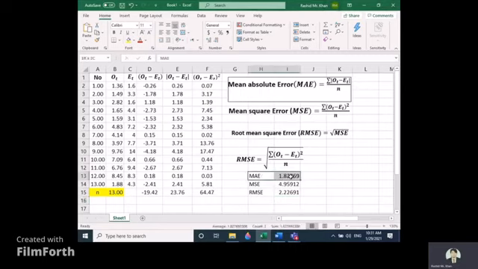So I hope you will find it easy. We have found the three values, MAE, MSE and RMSE. So this is the way how you find these values in an Excel sheet.